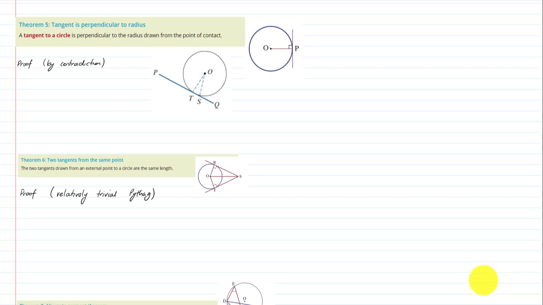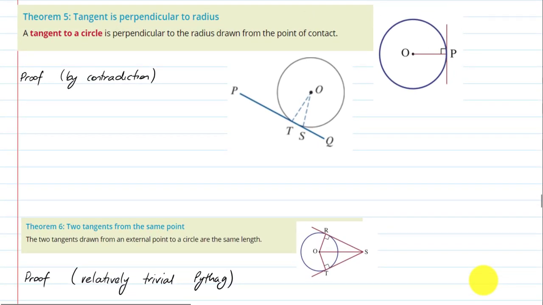So any tangent drawn is perpendicular to the radius of the circle for the radius that touches at the point T. So let's do a proof by contradiction where we've already got S defined. We're going to contradict that by assuming the opposite. So we're going to assume that angle OST is equal to 90 degrees.